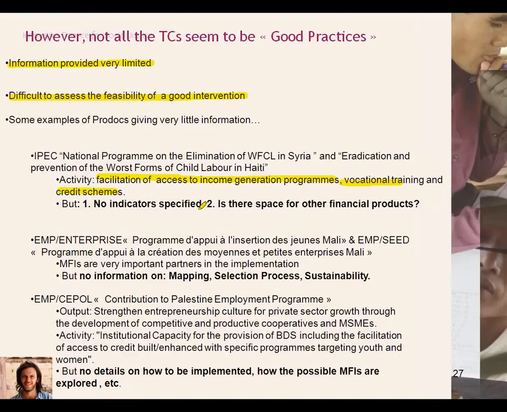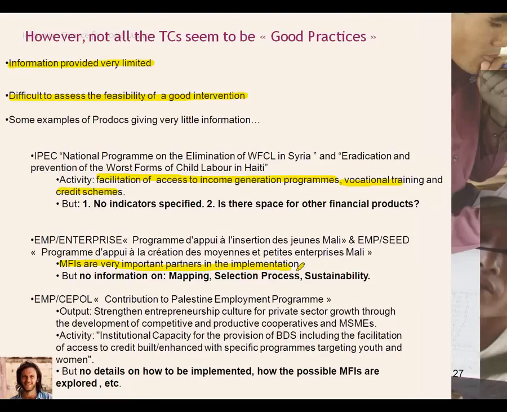Another thing I can mention is that there was no mention to other financial products that could have been more useful in this case. In the case of Enterprise and SEED, they had two programs in Africa, one regarding youth and the other one regarding SMEs. And both technical cooperations state that microfinance institutions were very important partners in the implementation. But there was a big problem for me in these products. That is, there was no information about the mapping of local institutions.